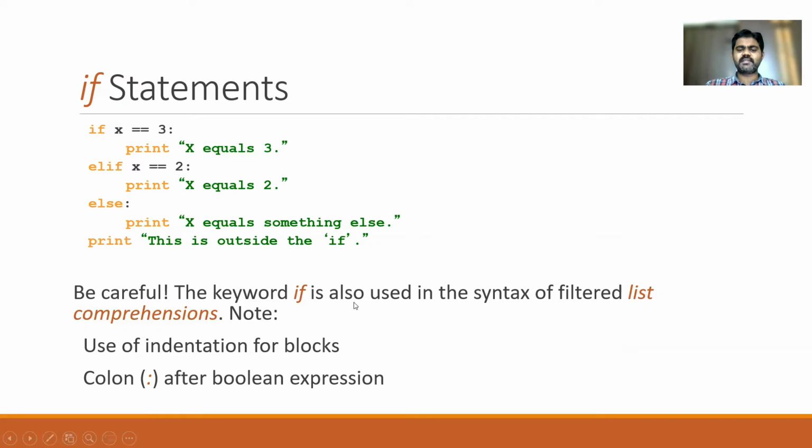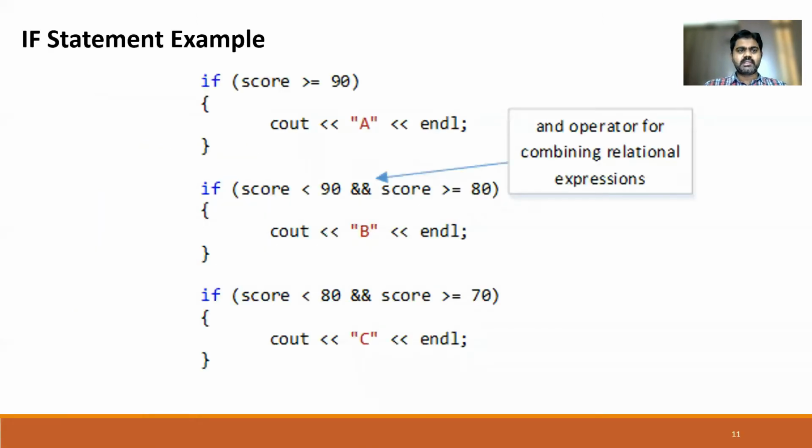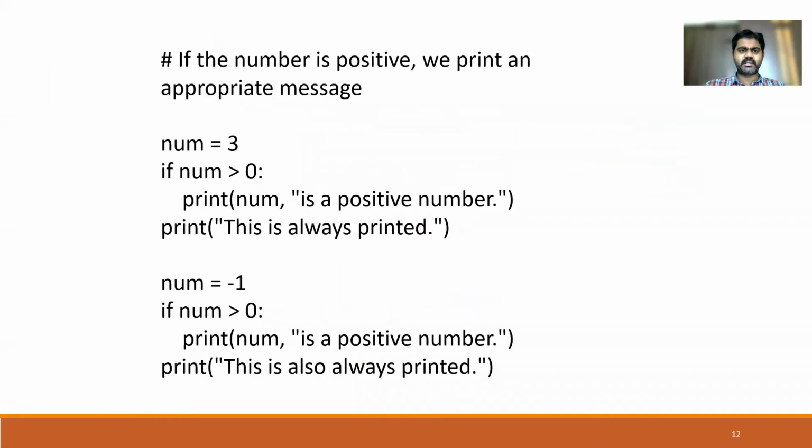The keyword if is also used in the syntax of filtered list comprehensions. Okay, so colon should be given after if statement. So you should be careful with that. Okay. So if statement example: if score greater than or equal to 90, this is not needed. Okay, see, there is another example here.